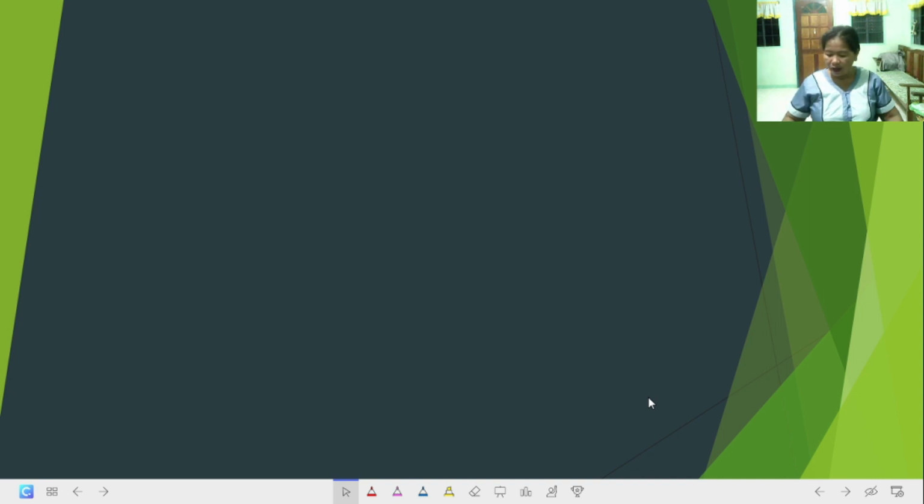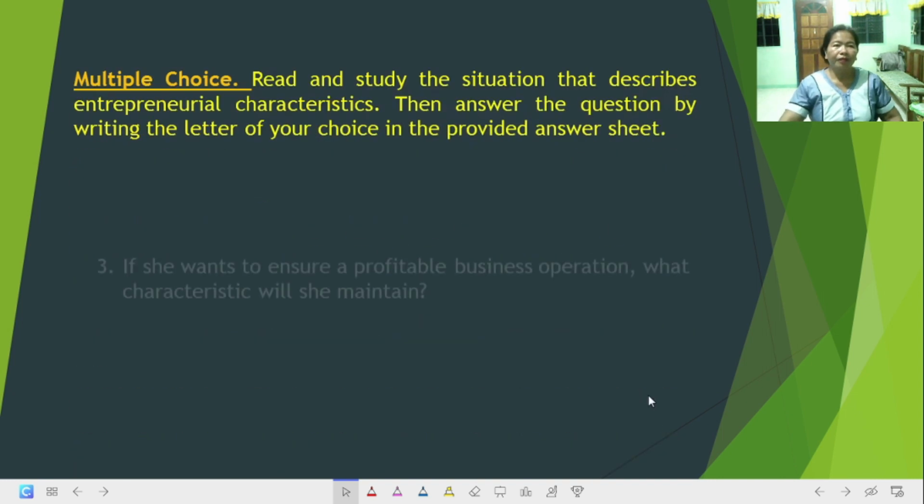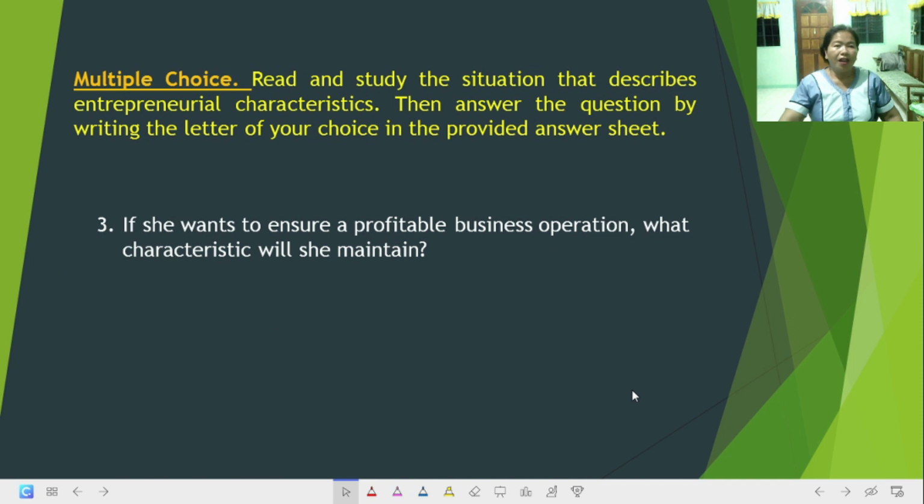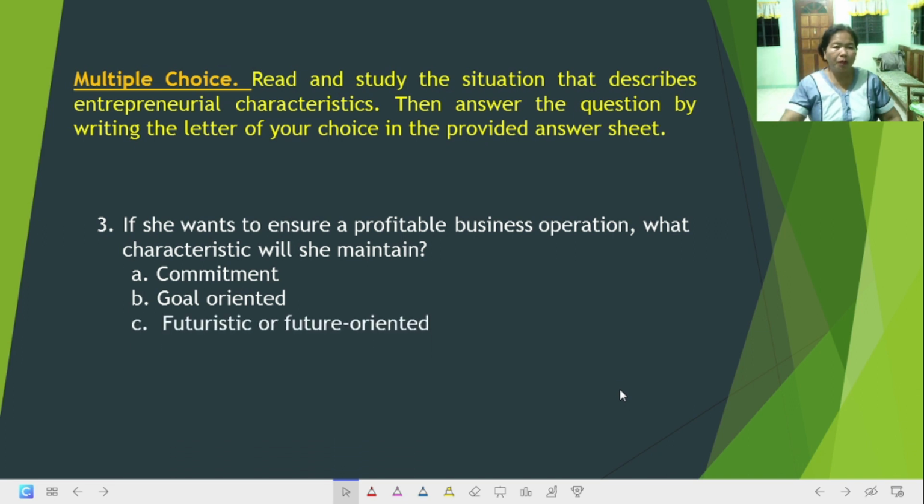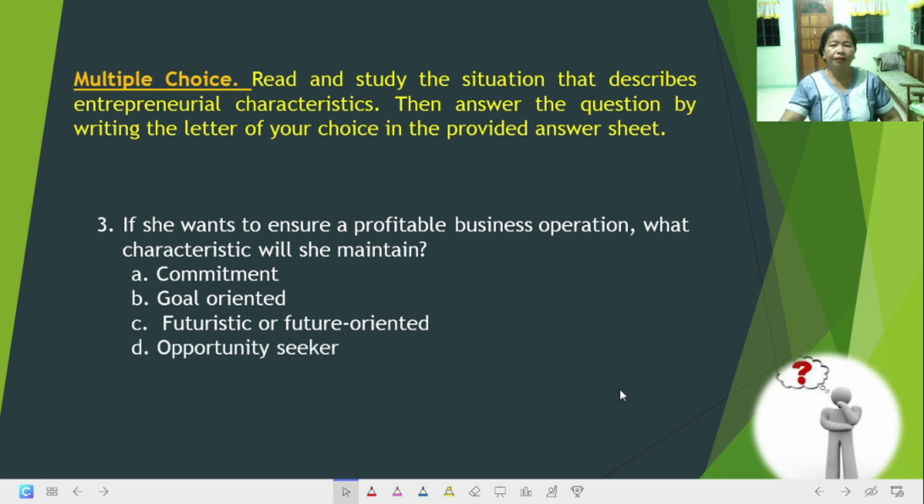Okay, number 3. If she wants to ensure a profitable business operation, what characteristics will she maintain? The she refers to Mrs. Magno. Letter A, commitment. B, goal-oriented. C, futuristic or future-oriented. D, opportunity seeker. Go!